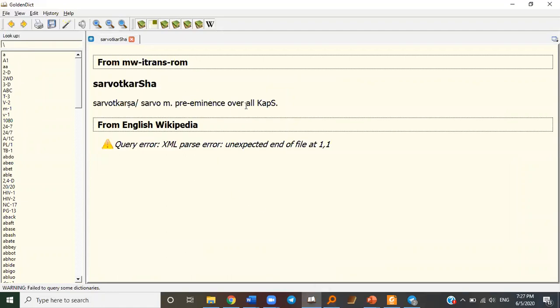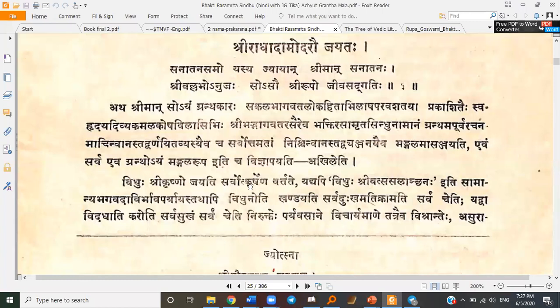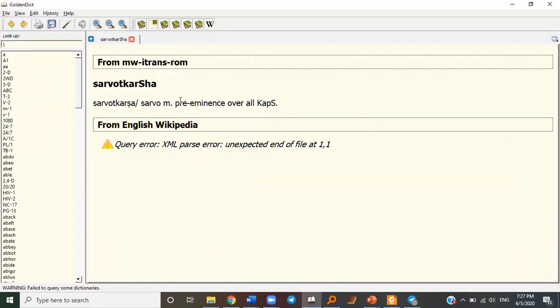Preeminence overall. So Sarvotkarshana Vartate means he is the supreme authority over everything, whether animate or inanimate.